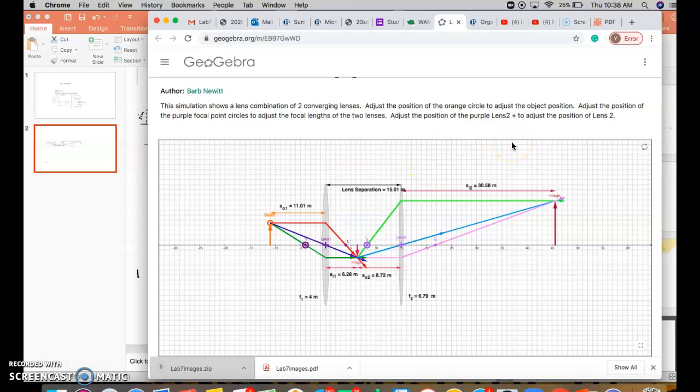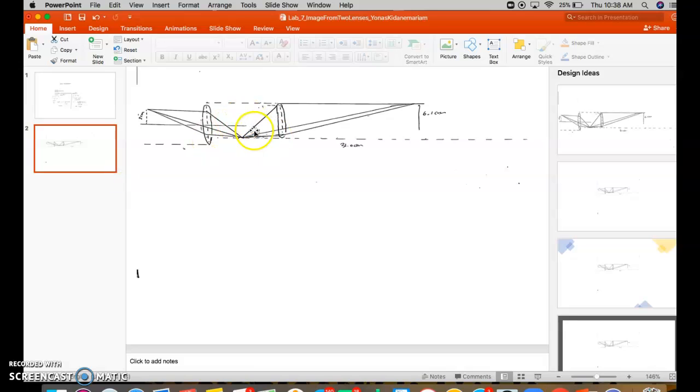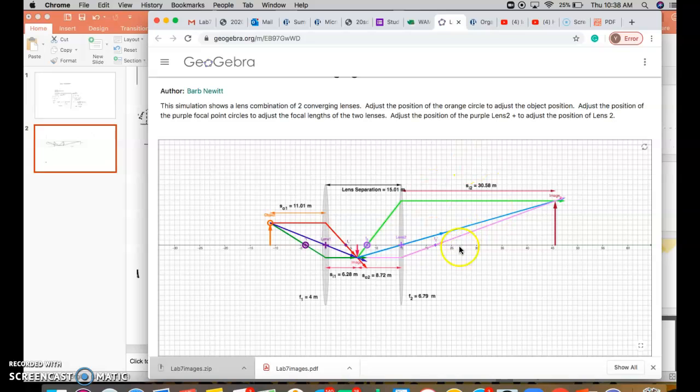And yeah, that's about it. So here's my drawing, and here's the diagram on the app.